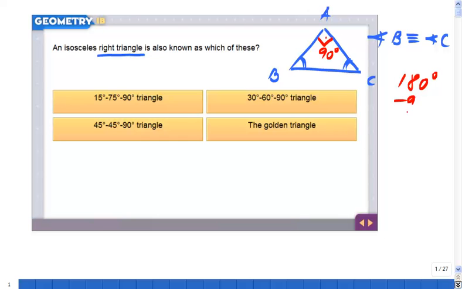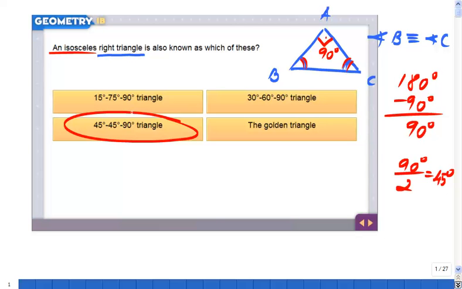You take that 90 degrees off your 180 and you have 90 degrees left, because these two angles here, B and C, are congruent, means the measure of each one of them is going to be 90 degrees over 2, right? Which gives you 45 degrees. And this answers your question. If you have an isosceles right triangle, the only possibility will be 45, 90, 45, or 45, 45, 90, or whichever way you want to go. And that's why the answer for this problem is going to be this one.